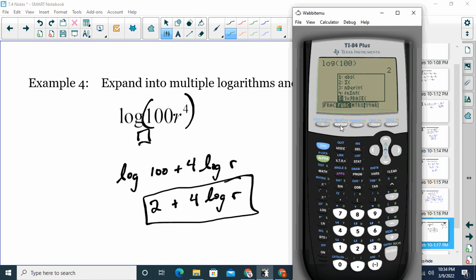If pushing Alpha Window does not pull up this screen, let me know. Your calculator just needs to be updated. I can update that for you. So Alpha Window pulls up this screen. Go to number 5, log base, and notice it allows you to type in a base there. Log base 2 of 32 is 5 because 2 to the 5th equals 32.